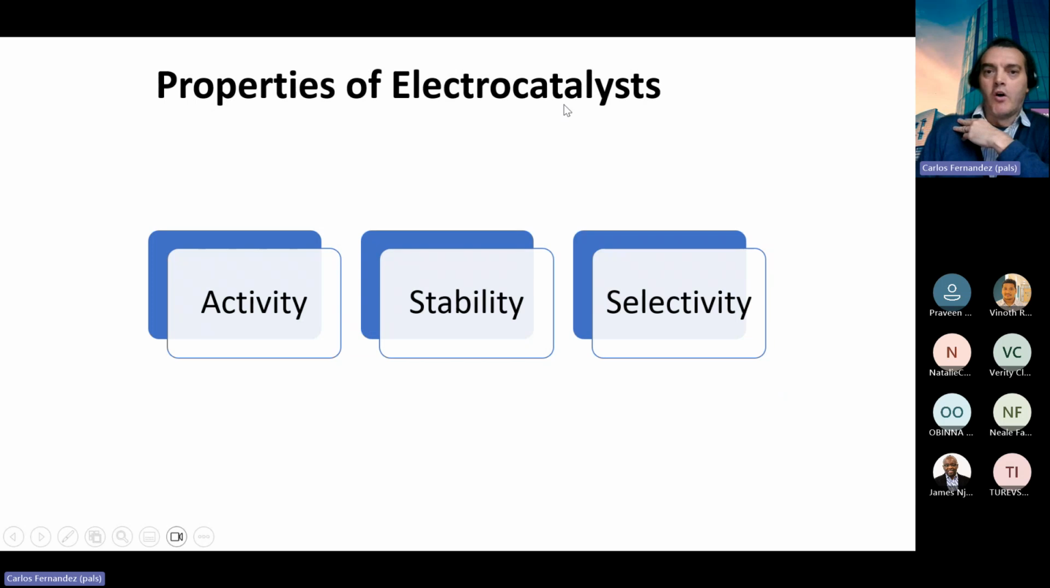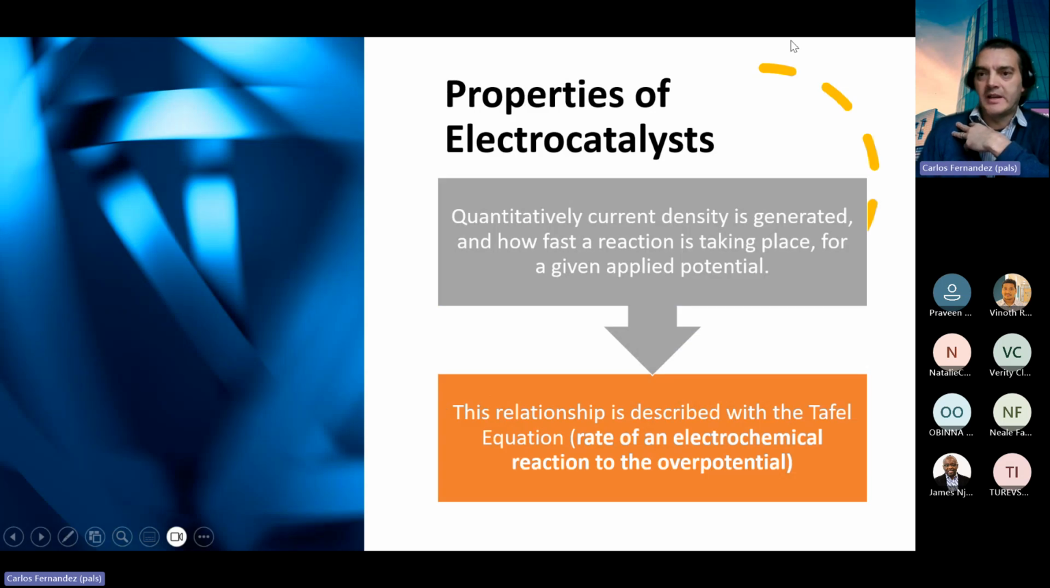The properties of an electrocatalyst will be activity, stability, and selectivity. So those are the main aspects that we're going to be looking at. And more in particular, one will be quantitatively the current density generated and how fast the reaction is taking place for a given applied potential. The relationship is described with the Tafel equation. This looks at the rate of an electrochemical reaction relative to the overpotential.